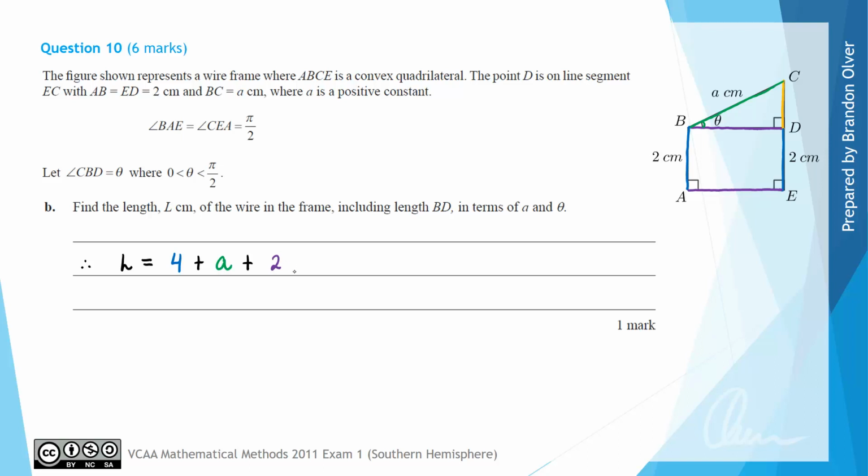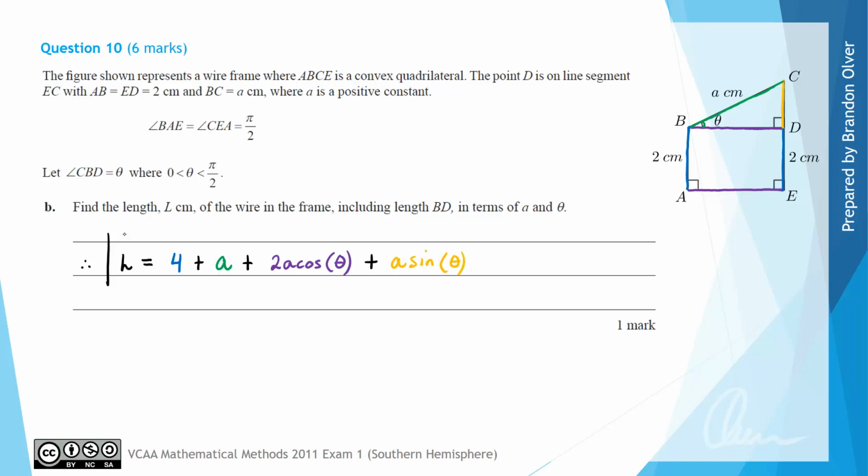So that is 2 lots of A cos of theta, and that's because we just found that BD was equivalent to A cos theta. And then the last thing we need to do is add on the orange length CD, which was found to be A sine of theta.